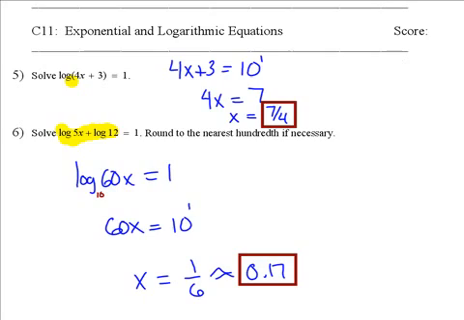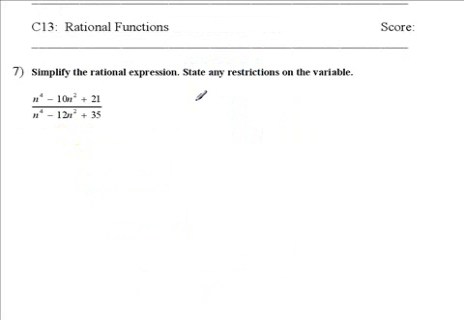Questions or discussion there? Number 7, we got some factoring to do. The numerator will factor. I'm going to change the variable to x just so I can write it quicker. I need 2 numbers whose product is 21, whose sum is -10. That would be -3 and -7. The denominator, same thing. I need 2 numbers whose product is 35 and whose sum is -12. That would be -5 and -7.